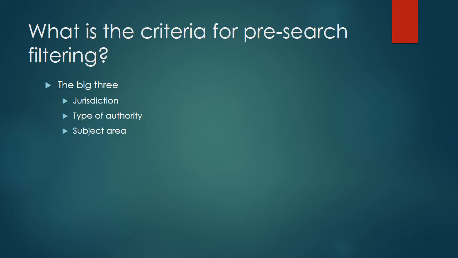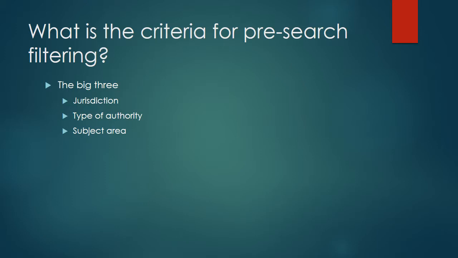I can't help but remind you of the landlord-tenant example I've told you about in some previous lectures. It's very fitting for this topic of the criteria. But the primary criteria for pre-search filtering includes the big three here: jurisdiction, type of authority, and subject area.